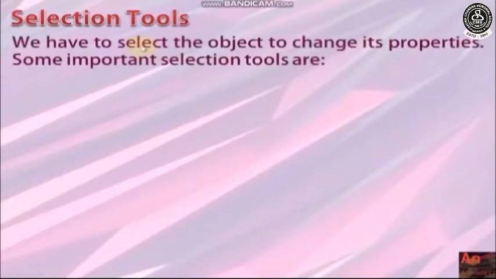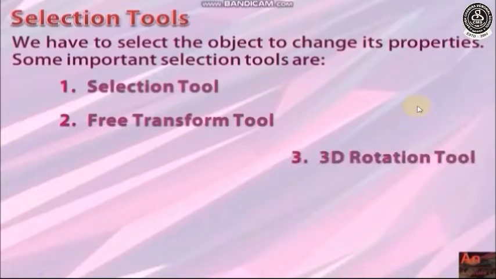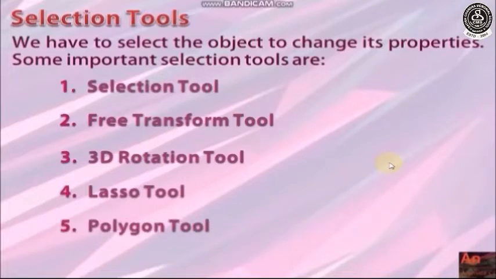Now we come to selection tools. We have to select the object to change its properties. So whatever changes you want to have to an object, it must be selected. So important selection tools are: number 1, the selection tool; number 2, free transform tool; number 3, 3D rotation tool; number 4, lasso tool. Number 5 is a polygon tool. Let us discuss in detail.